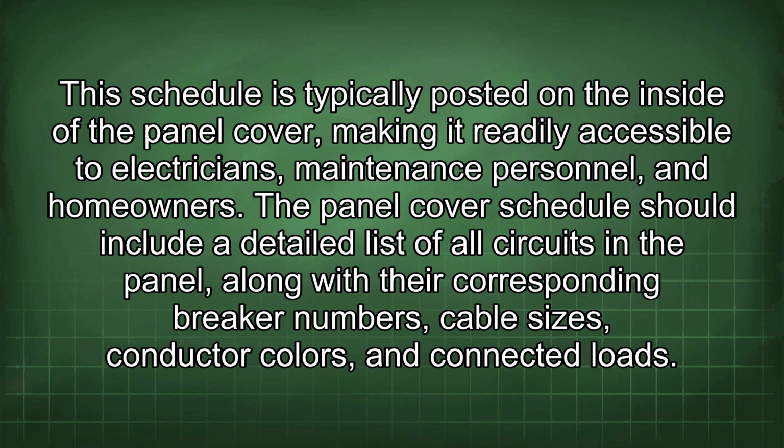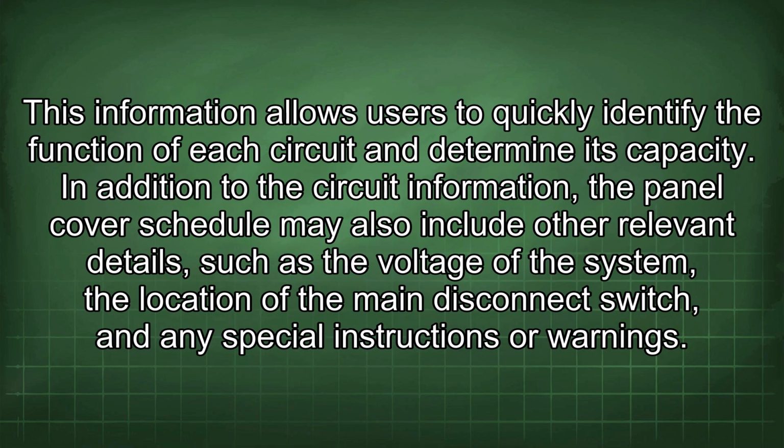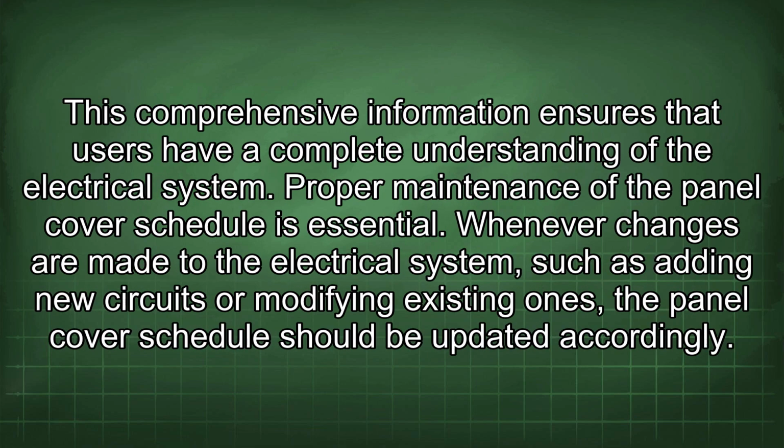The panel cover schedule should include a detailed list of all circuits in the panel, along with their corresponding breaker numbers, cable sizes, conductor colors, and connected loads. This information allows users to quickly identify the function of each circuit and determine its capacity. In addition to the circuit information, the panel cover schedule may also include other relevant details, such as the voltage of the system, the location of the main disconnect switch, and any special instructions or warnings. This comprehensive information ensures that users have a complete understanding of the electrical system.